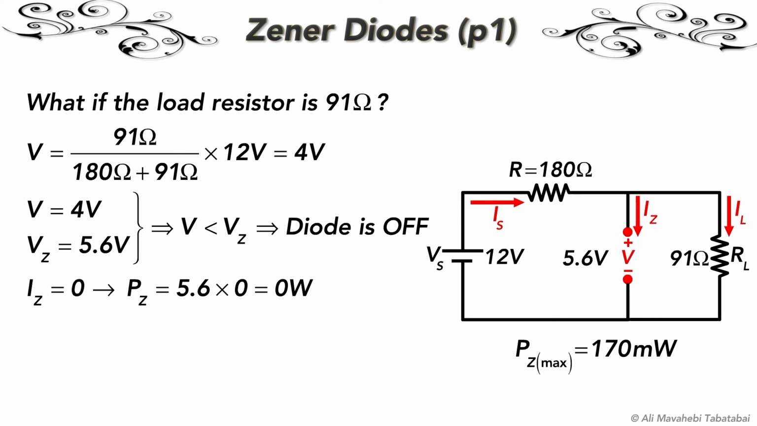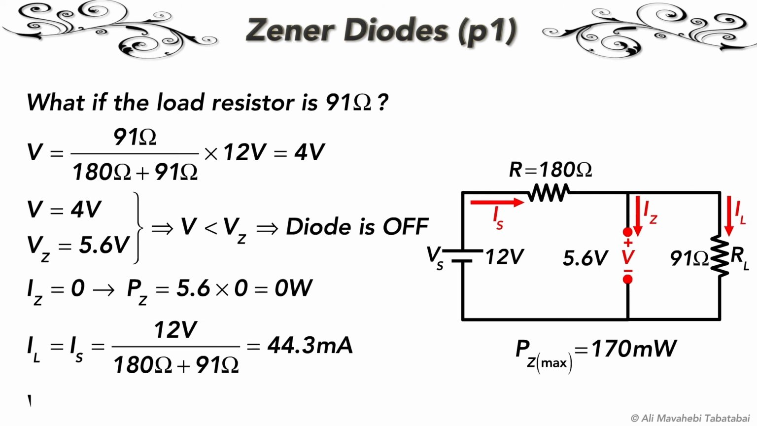Since the diode is replaced with an open circuit, the two resistors are in series with each other, and the load current is equal to the current of the source resistor. The voltage drop across the load resistance will be approximately 4 volts, and therefore the voltage drop across the source resistance is approximately 8 volts.